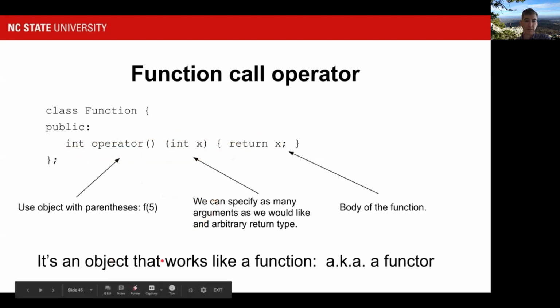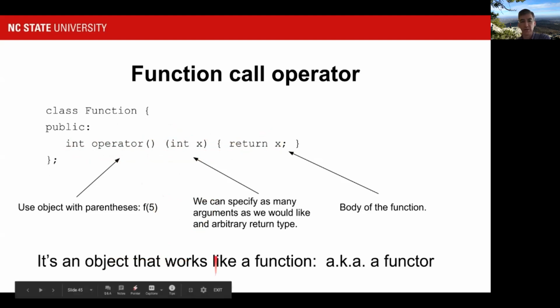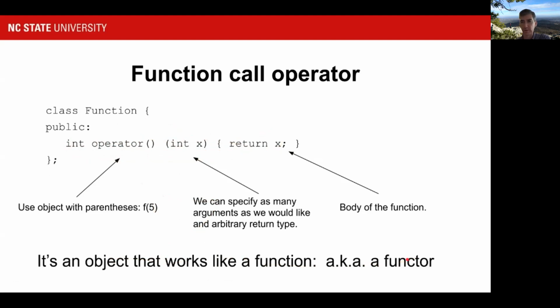Because all this object is doing is providing this function call operator, it basically is an object that works like a function. We're encapsulating a function as an object. And so this is called a functor. It's a special kind of object that works like a function, and it's called a functor.